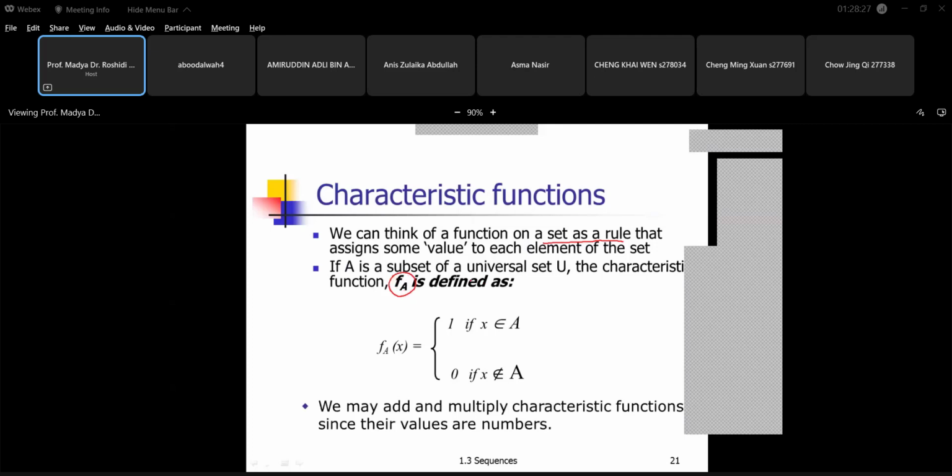It means the function of a set is defined as F_A(x), where if the element exists in A, we put 1. If it does not exist in A, we put 0. This is the standard representation of the set through a function. 1 represents the existing value in A, 0 represents the element does not exist in A. These two choices we put as a function. So function means we have the choice: exist or do not exist.